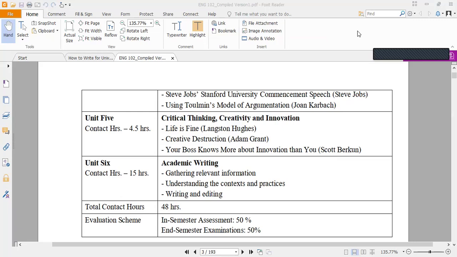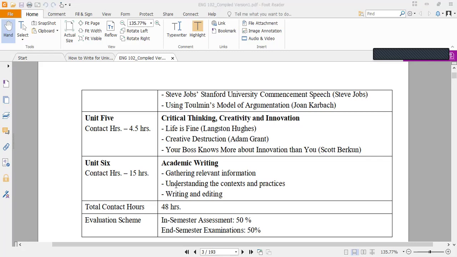I'm making this video for the second semester students of BBA and BBIS class at Kathmandu University. And I want to introduce you to Unit 6 in your compulsory English course for second semester. As you can see on the screen, Unit 6 is academic writing. And there are three topics given here: gathering relevant information, understanding the contexts and practices, writing and editing.